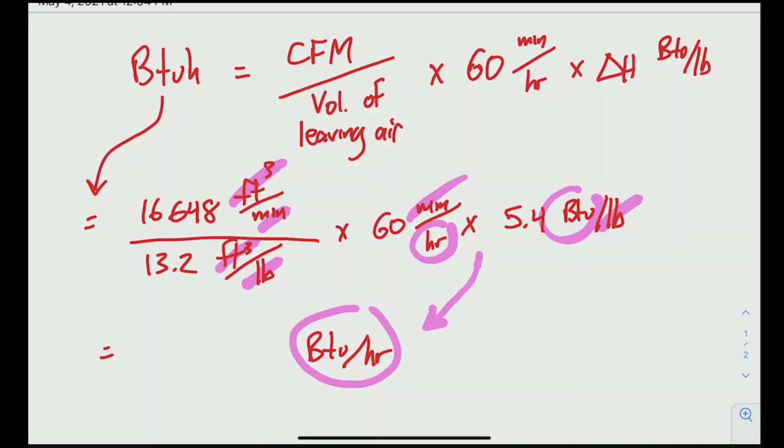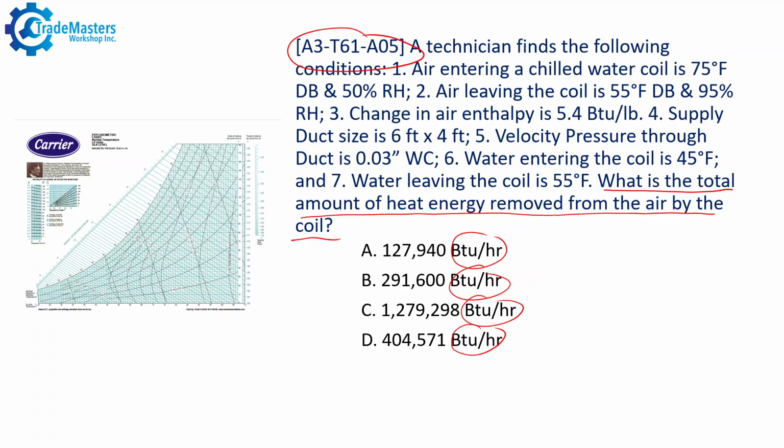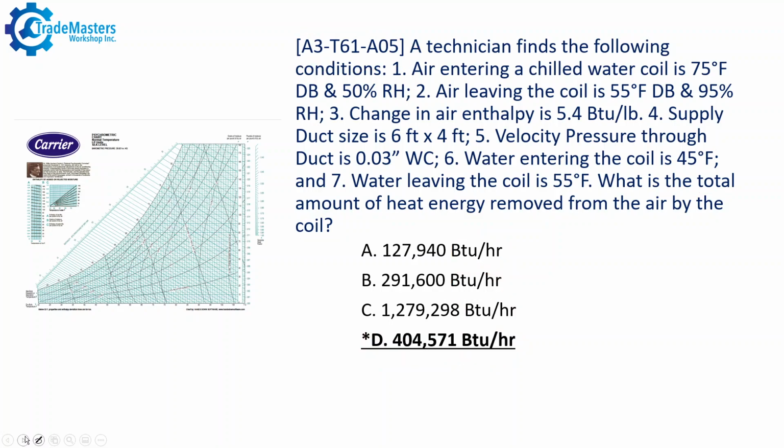So when you do the math, run that through your calculator, I end up calculating 408,644 BTUs per hour. And then we take a look at our question and look for the closest answer. And in this case, the closest answer is going to be D right here, 404,571. Obviously, you're going to pick your closest answer, and this is going to be the correct answer. Let's just confirm that by changing slides. There you go, 404,571 BTUs per hour.